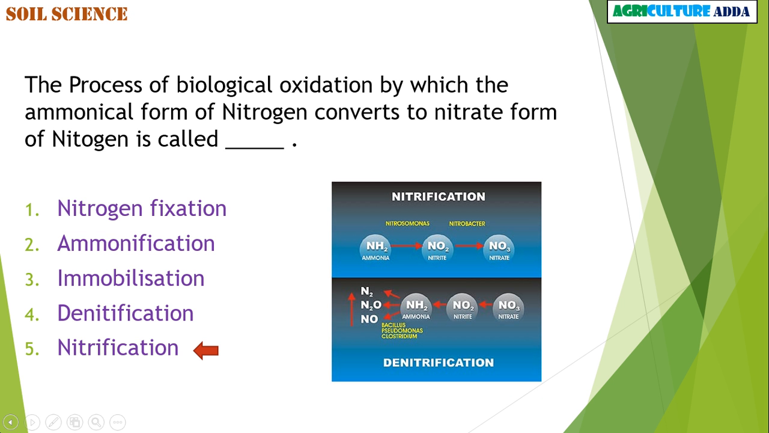The bacteria involved are Nitrosomonas and Nitrobacter. From ammonia to nitrite it is Nitrosomonas, and from nitrite to nitrate it is Nitrobacter. And in case of denitrification, Bacillus, Pseudomonas and Clostridium are responsible.